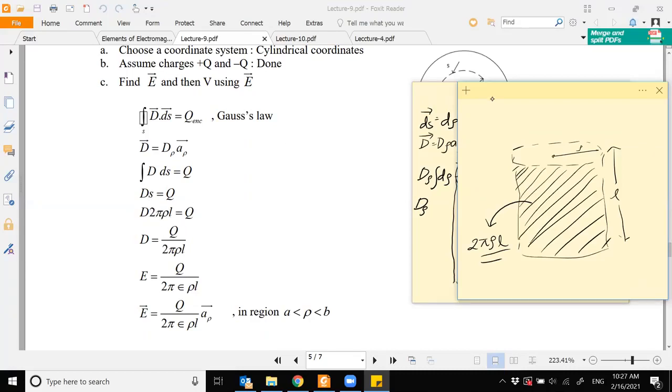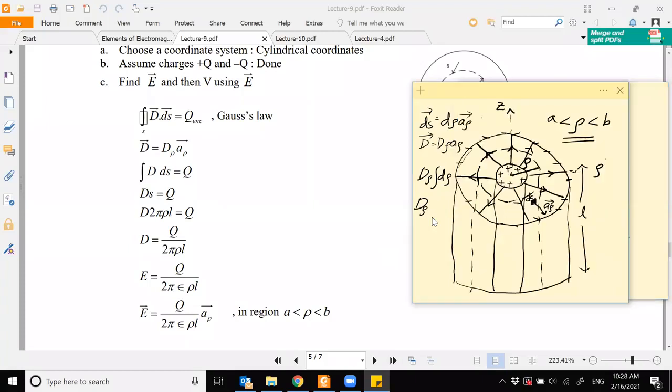And by the way, why am I not considering the top surface and the bottom surface? Because it's a closed cylinder. So this is the top surface, this is the bottom surface, but whatever we are doing here is only for the side surface, surface number 2. I am not doing it for 1 and 3.